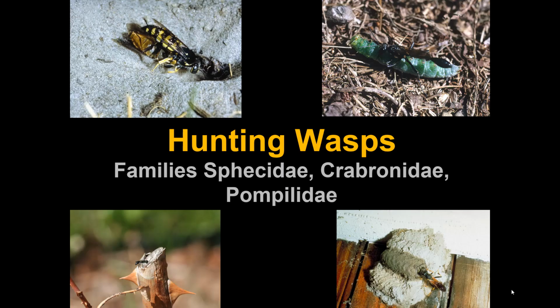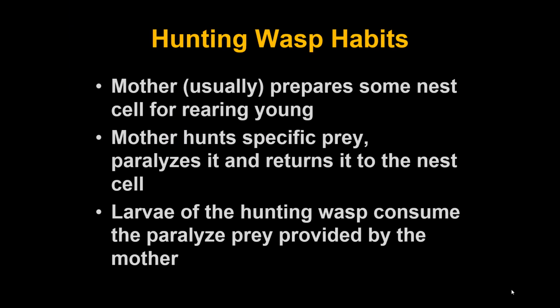So hunting wasps, there's three families of wasps that we would call hunting wasps, and all of them have a habit of, in the adult stage, hunting for some kind of prey. So the mother is usually going to prepare first some sort of nest cell or site. It might be in the ground, it might be in a stem of a plant. Then she goes out and hunts a specific kind of insect prey that her young is capable of developing on.